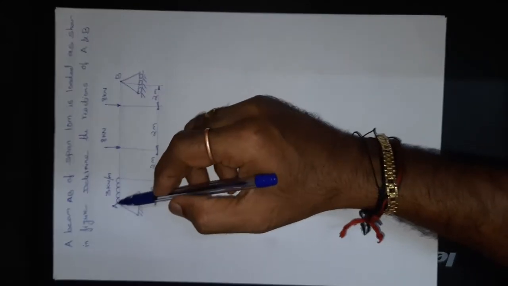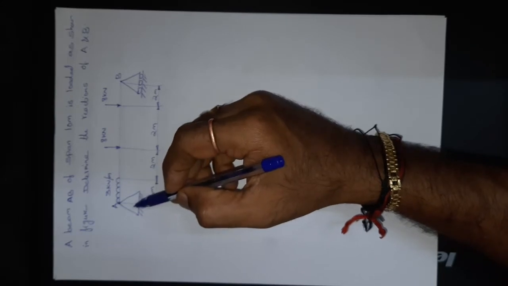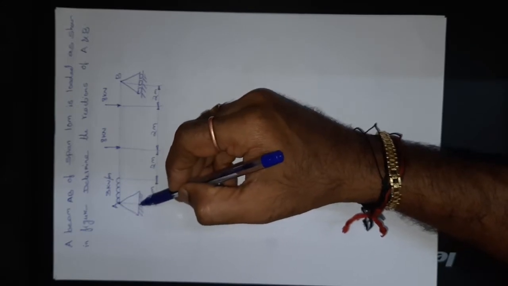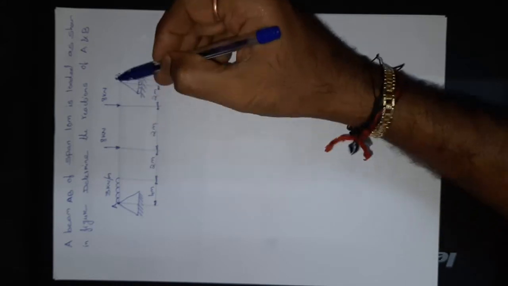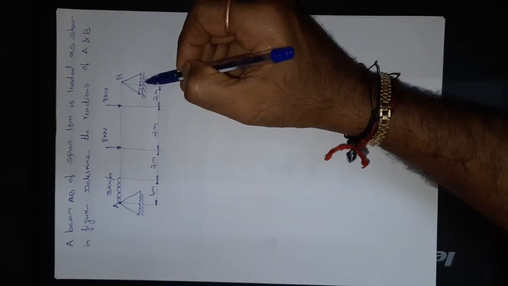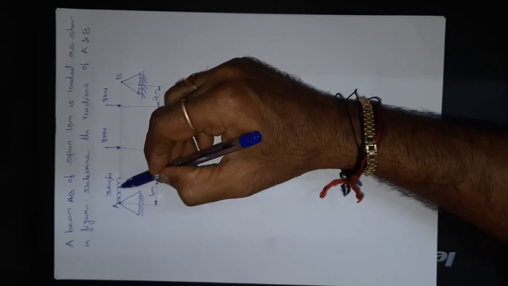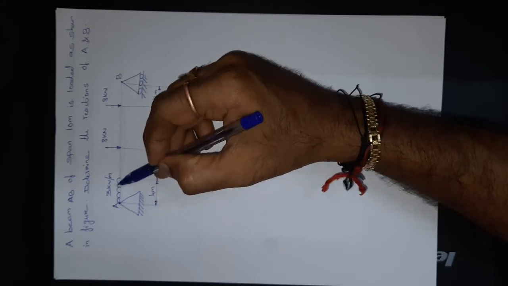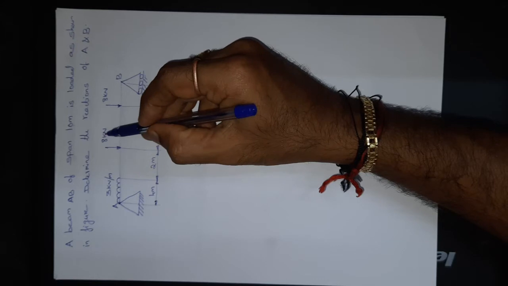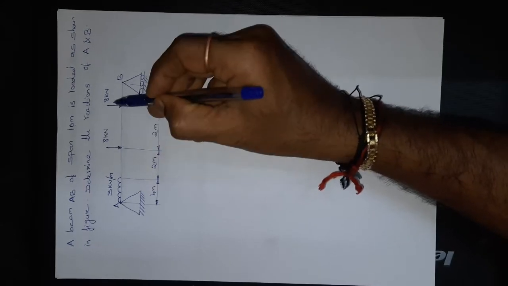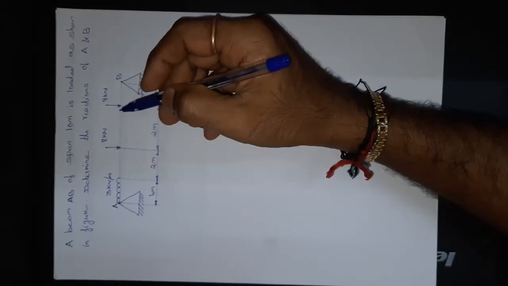Look at the drawing. At A, there is a hinge support, and at B there is a roller support, and a UDL, that is, a uniformly distributed load, is acting, and two point loads are acting on this beam.